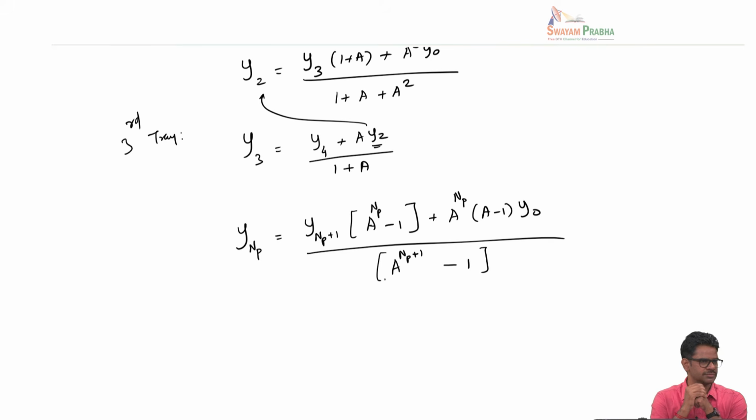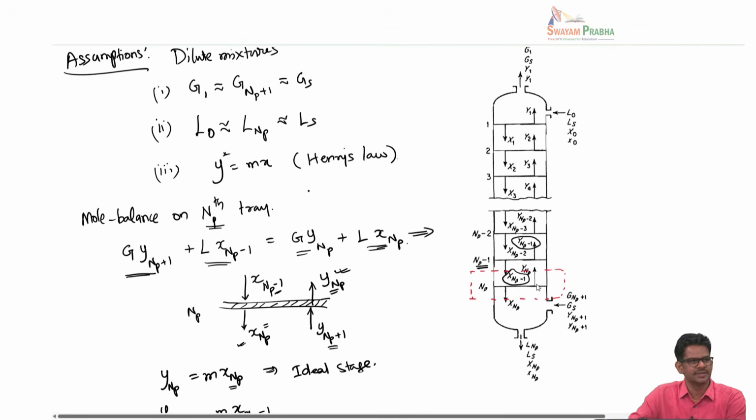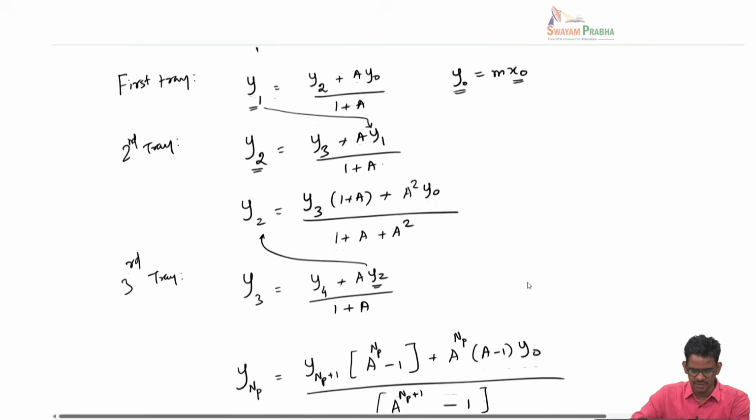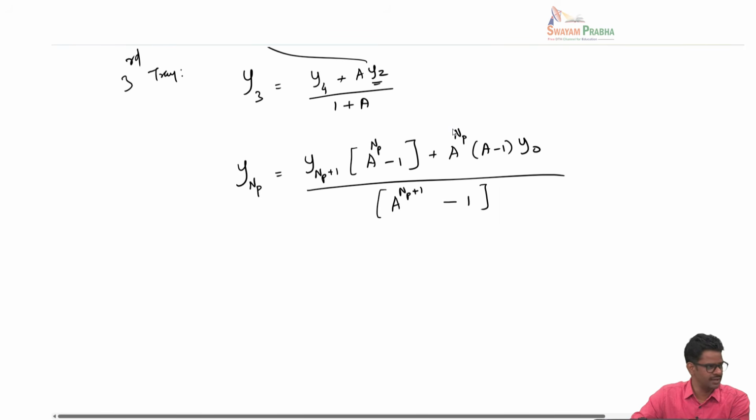ynp I don't know, because if you go back to the schematic, ynp is the composition of the gas leaving the last tray. This is not accessible for us. Of course you can measure if you want, but theoretically what we know is only the inlet and outlet compositions, absorption factors also, but we don't know ynp. So there are two unknowns in this problem: one is np, which I want to calculate, and ynp, which I don't know.